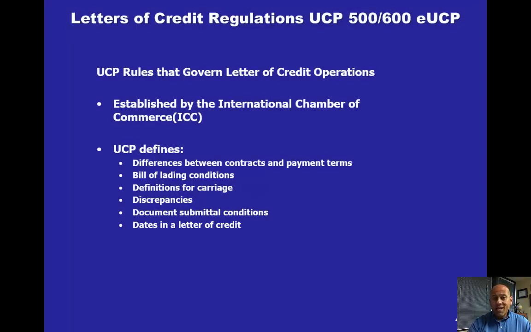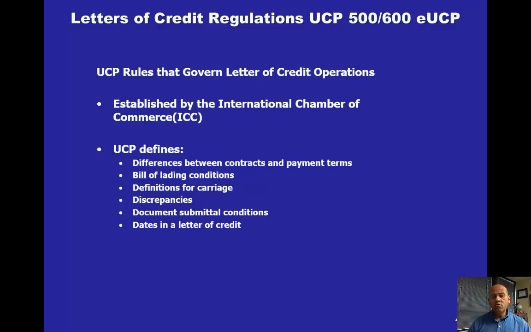The letter of credit guidelines, or the guidelines that are used by international banks, are those of the UCP 600. The old version was the UCP 500, so there were some changes with the UCP 600. You also may hear the term EUCP, which basically represents the UCP 600 that allows for electronic presentation of documents by both buyer and seller.